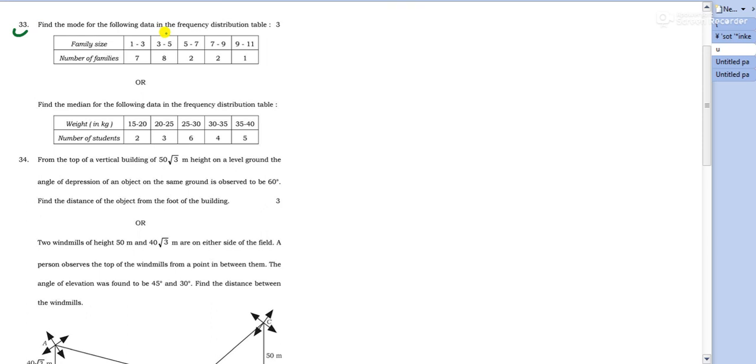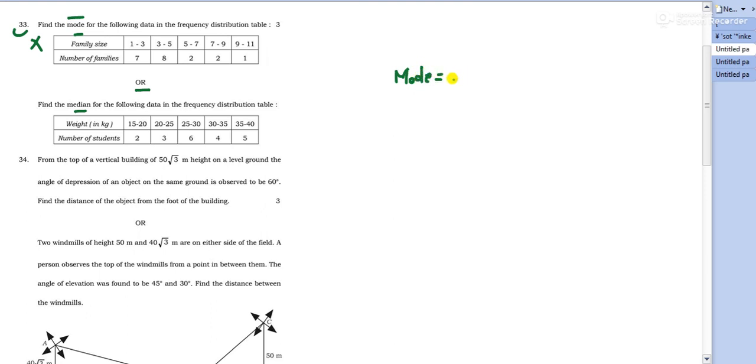Find the mode of the following data in the frequency distribution table, and in the OR section they have given find the median. So I will ask you to solve mode. Okay, always go for mode. Okay, mode, then median, at last you can go for mean. Okay, so I will be solving both of these questions, but in your exam try to go with mode because it's very simple. Okay, you have to just remember the formula.